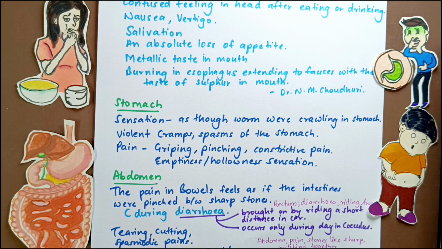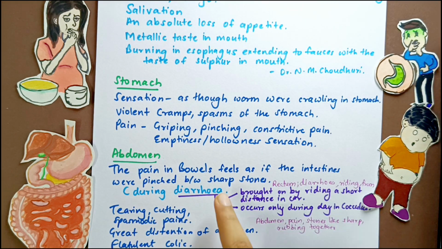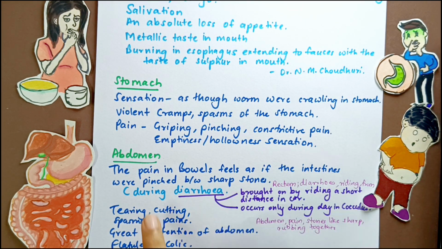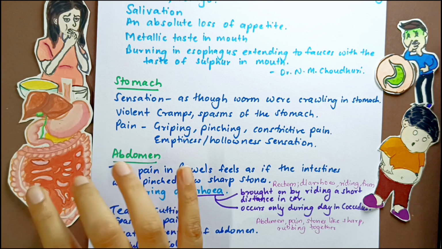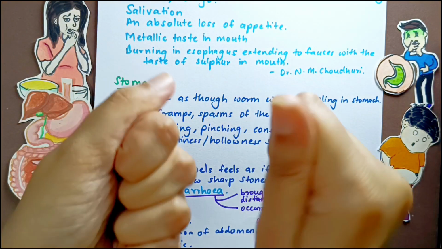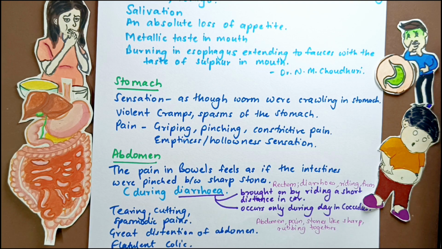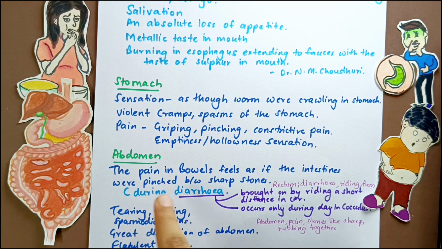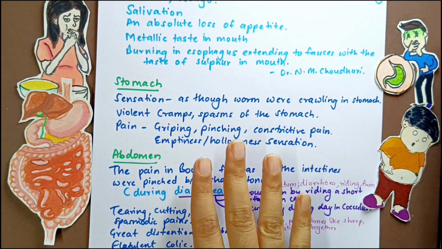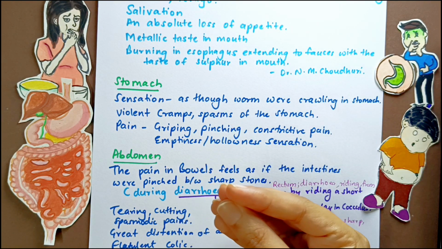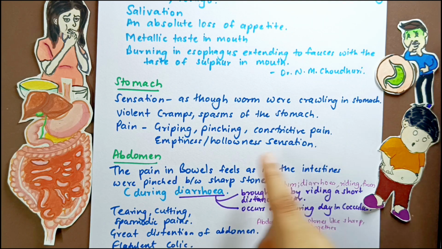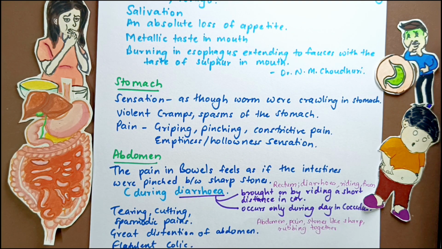In abdomen, we see a very unique kind of symptom, that the pain in the bowels feels as if the intestines were pinched between sharp stones. Can you imagine the intestines being pinched between two sharp stones? That kind of sensation is there in Cocculus, and this sensation is especially during diarrhea. So during diarrhea, what is the characteristic sensation of Cocculus? They will feel as if their intestines were pinched between sharp stones.